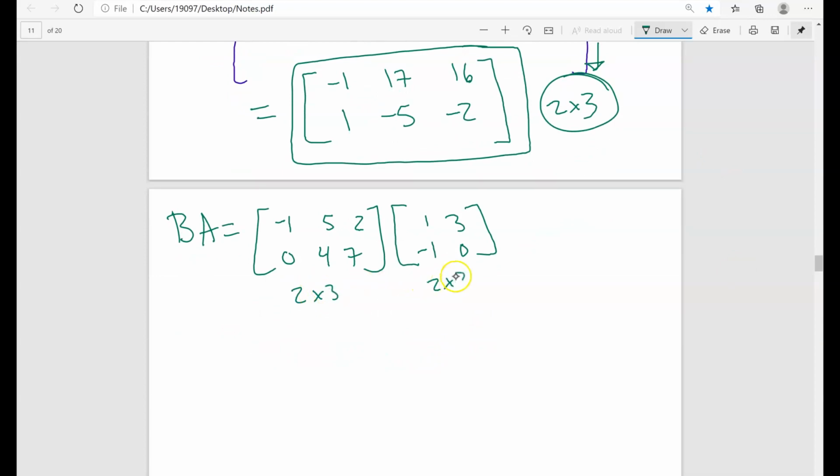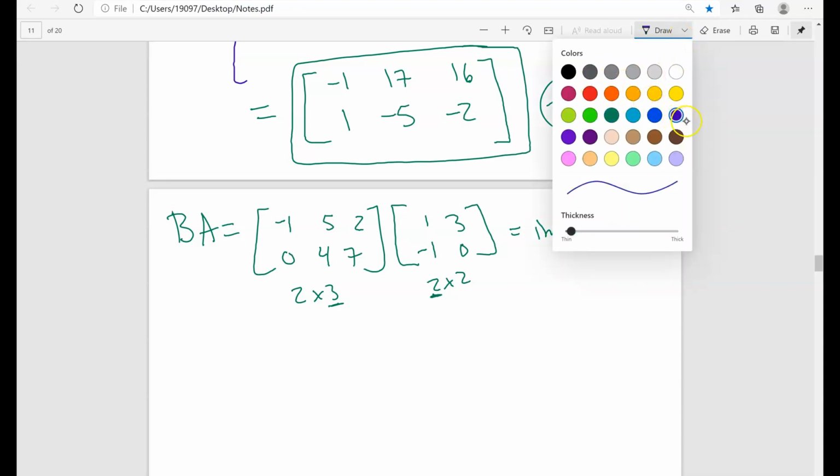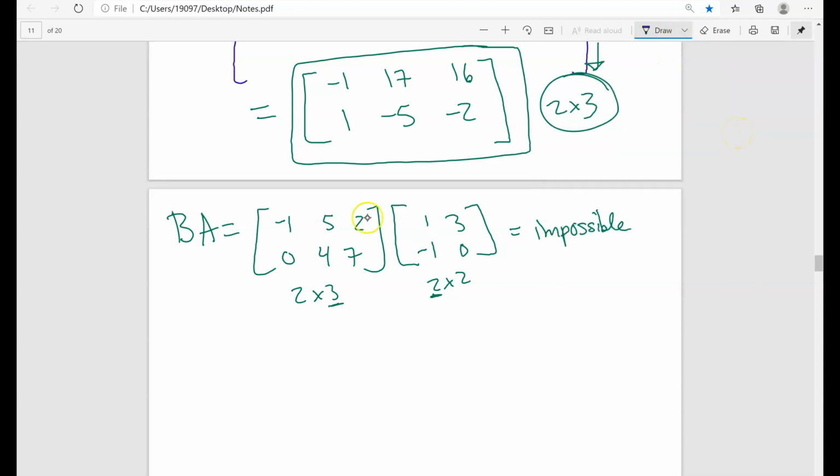This is a 2 by 2. Notice that the middles do not cancel, are not the same. So this is impossible to do. So you cannot do matrix multiplication on this particular problem. If you try to do row times column, you can see that you don't have enough entries to multiply things out. So this is just impossible to do.